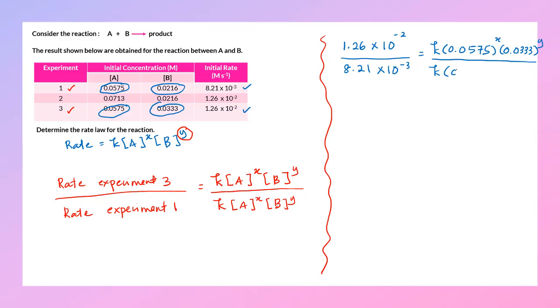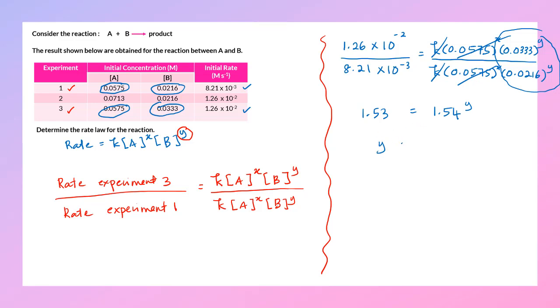Here is 0.0575 to the power of X, and here is 0.0216 to the power of Y. From comparing the rate, you will get around 1.53. So the A terms cancel out. Solve for this one: 1.54 to the power of Y. Solve for Y.